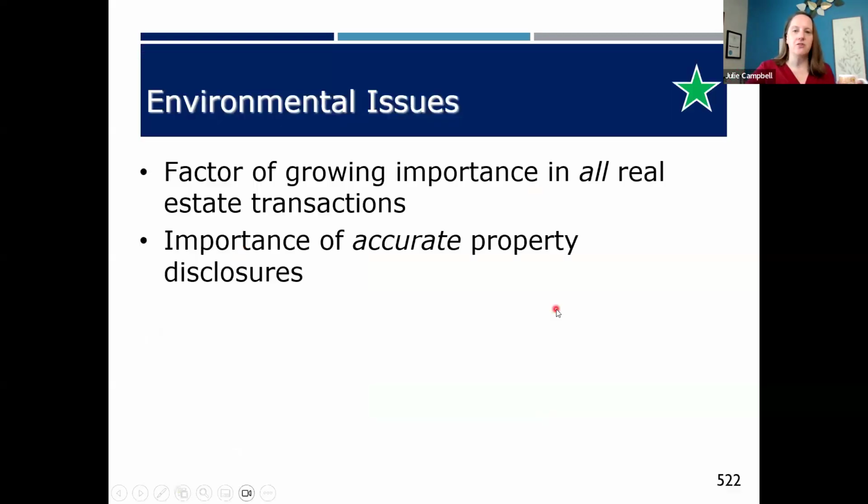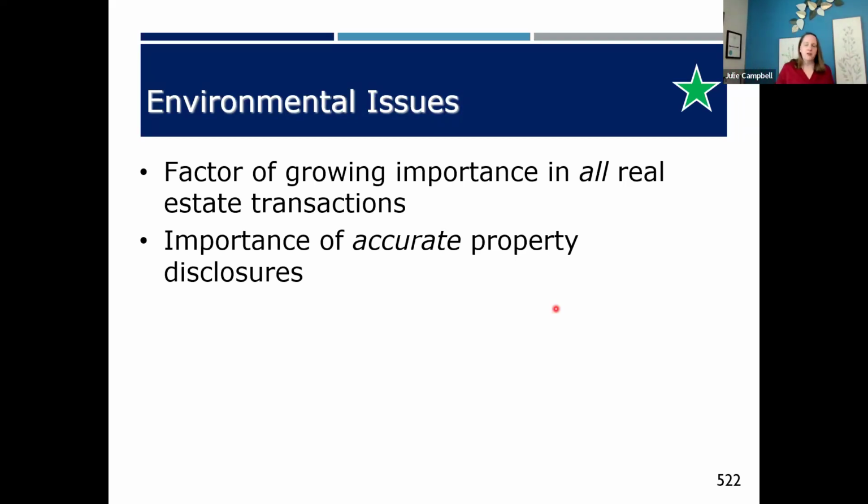So environmental issues. These are factors of growing importance with real estate transactions. Environmental issues are health issues. Health issues are people issues. Who do we work with as real estate professionals? The people. So it's important that we help educate them or provide them the information to educate themselves about these environmental issues, how they can have it tested and inspected, and know what it is that they're dealing with.